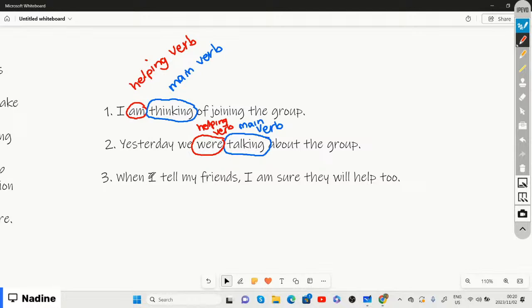The next one. When I tell my friends, I am sure they will help too. So when I tell my friends, I am sure they will help too. What is the main verb within the sentence? Main verb. All right, tell.